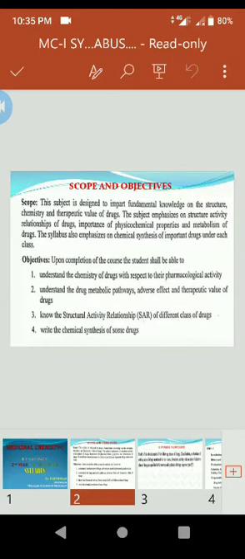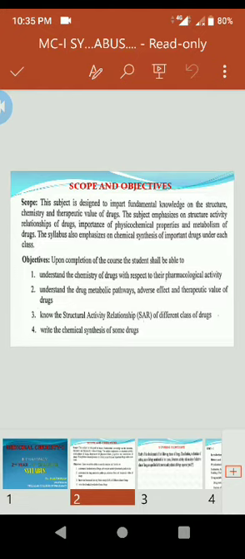The main aim and objective is to impart fundamental knowledge on the structure, chemistry and therapeutic value of drugs. The subject emphasizes drug structure activity relationship, the importance of physicochemical properties and the metabolism of drugs, and also emphasizes the chemical synthesis of important drugs under each category.